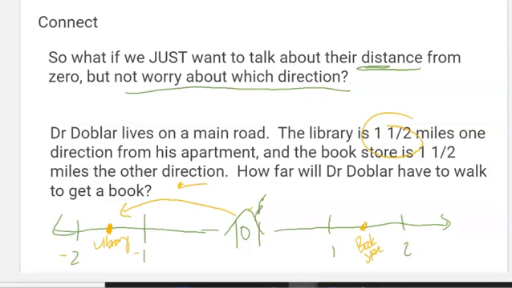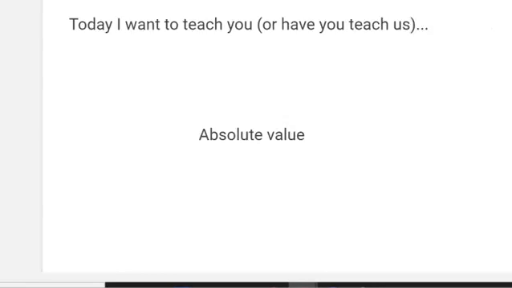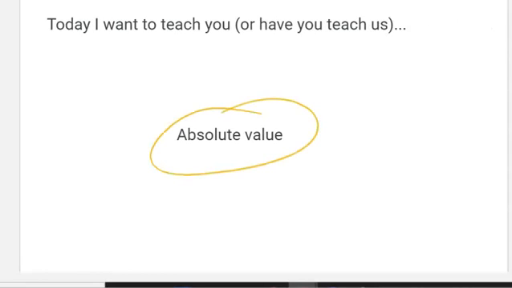This is left, which means it's in the negative direction. This is right, which means it's in the positive direction. But sometimes we just want to talk about distance. It's weird to say it's -1.5 miles to the library. No, it's not. It's 1.5 miles to the library that way. And it's 1.5 miles to the bookstore that way. Sometimes we just want to talk about the number's distance and we don't want to talk about its direction. So that concept leads us into what I'm going to call absolute value today.